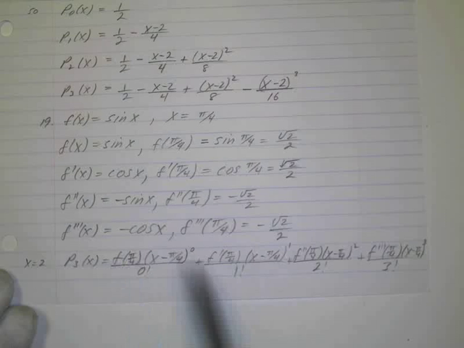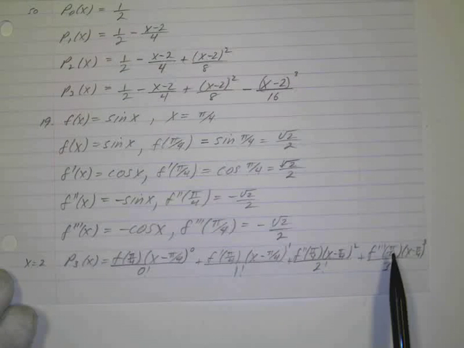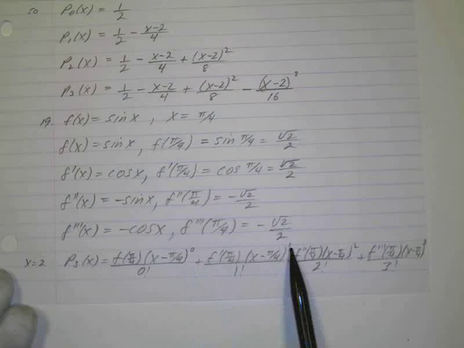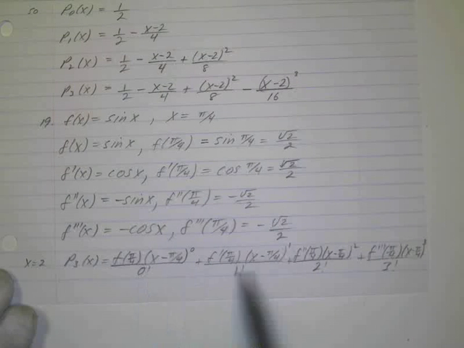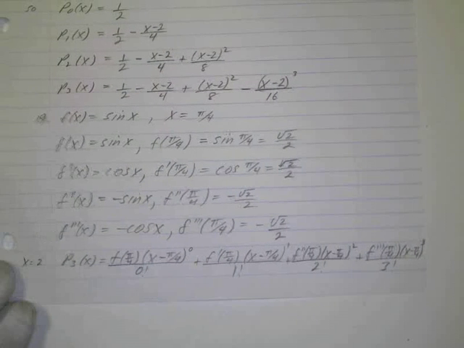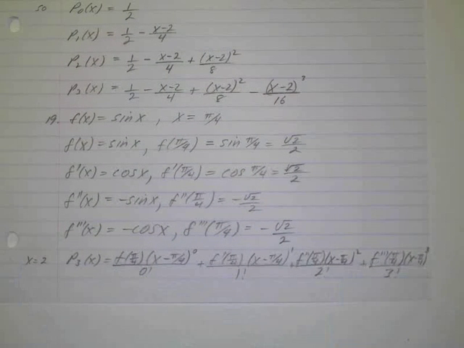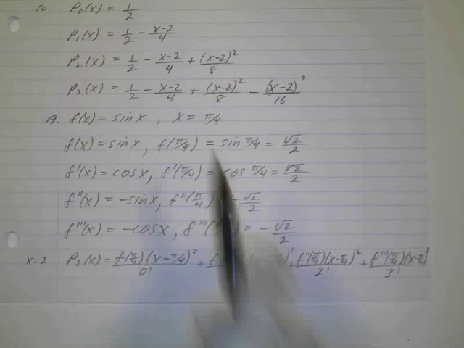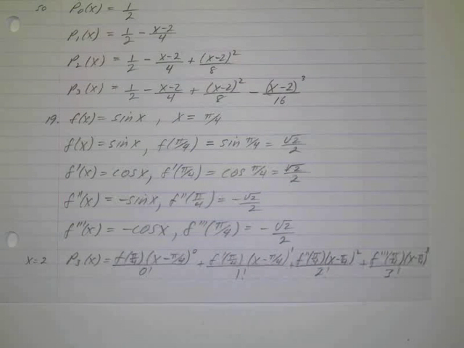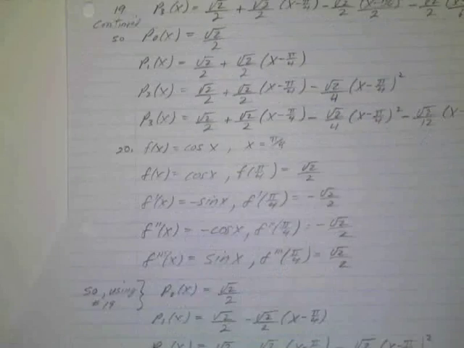This is going to be f of pi over 4, f prime, f double prime, f triple prime, and all these will be times x minus pi over 4 to the 0, 1, 2, 3, and there's my 0 factorial, 1 factorial, 2 factorial, 3 factorial from Taylor's formula. Take a look, that should be pretty straightforward. We just have to simplify this by putting in the values from the derivatives, these square roots of 2, negative or positive. So we'll continue this over here.